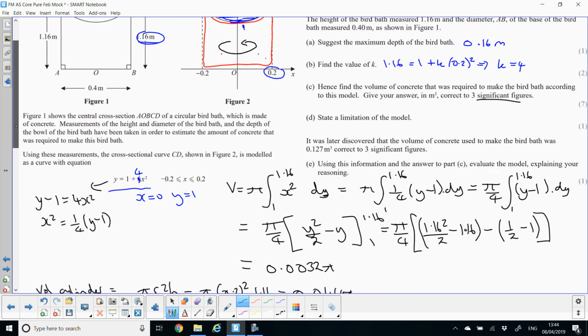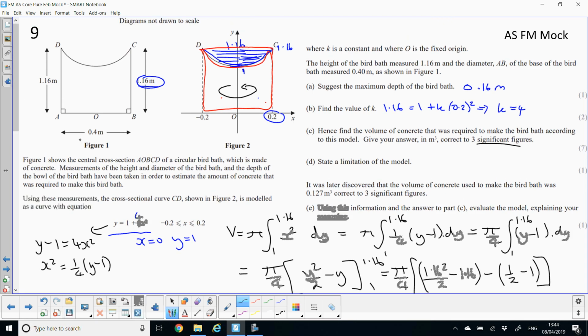Right, so limitations and models. Now you just want to think of something most sensible here. So what did they allow here? Well, it could be that the measurements of the bath aren't accurate. Imagine when you measure something, it's quite hard to be really accurate with this bath. So this is a very smooth bowl, but the bowl might not be smooth, whether that's through decoration or just wear and tear or just isn't poured in smooth, it could be anything.